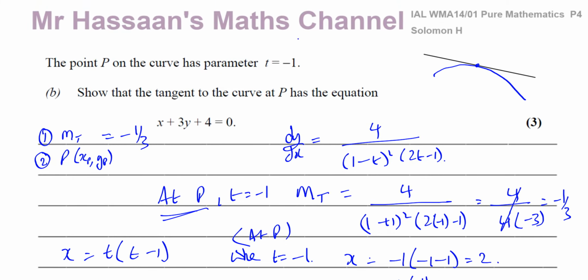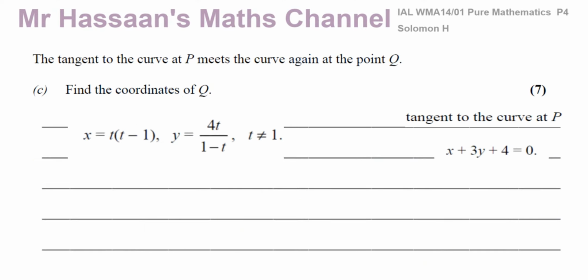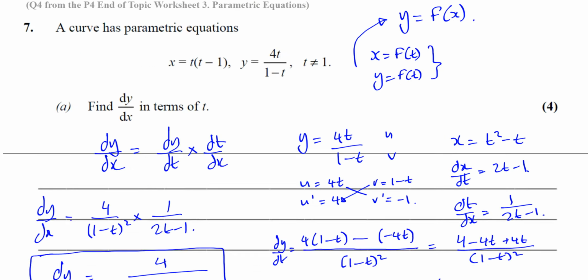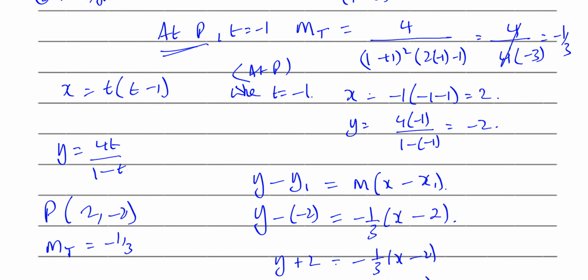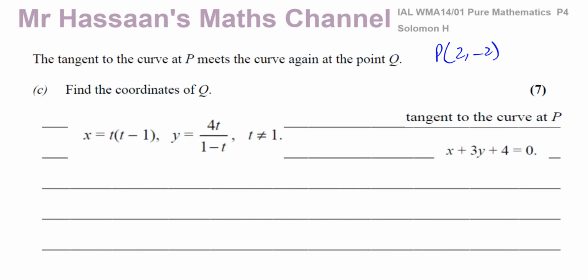Okay, so now part C. Part C says the tangent to the curve at P meets the curve again at the point Q. Find the coordinates of Q. Okay, so we worked out the coordinates of P were 2, minus 2. Or was it minus 2, 2? Let me just make sure. The coordinates of P was 2, minus 2. Okay, so we know that much.